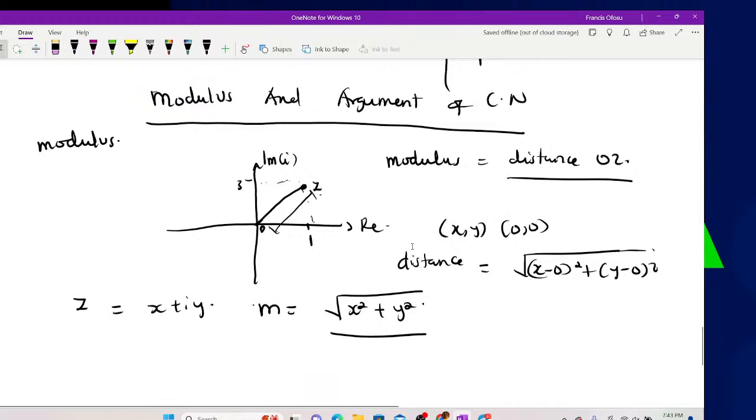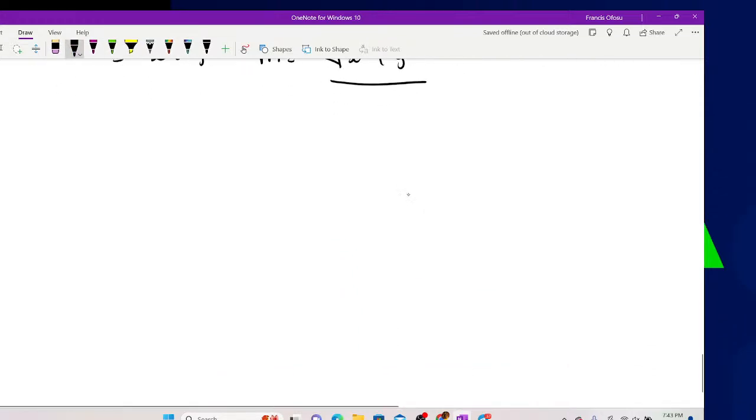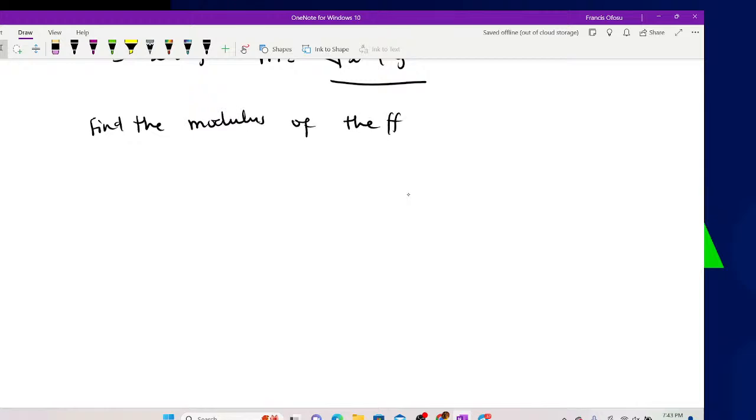Let's take an example here. I have a complex number, so find the modulus of the following complex numbers.